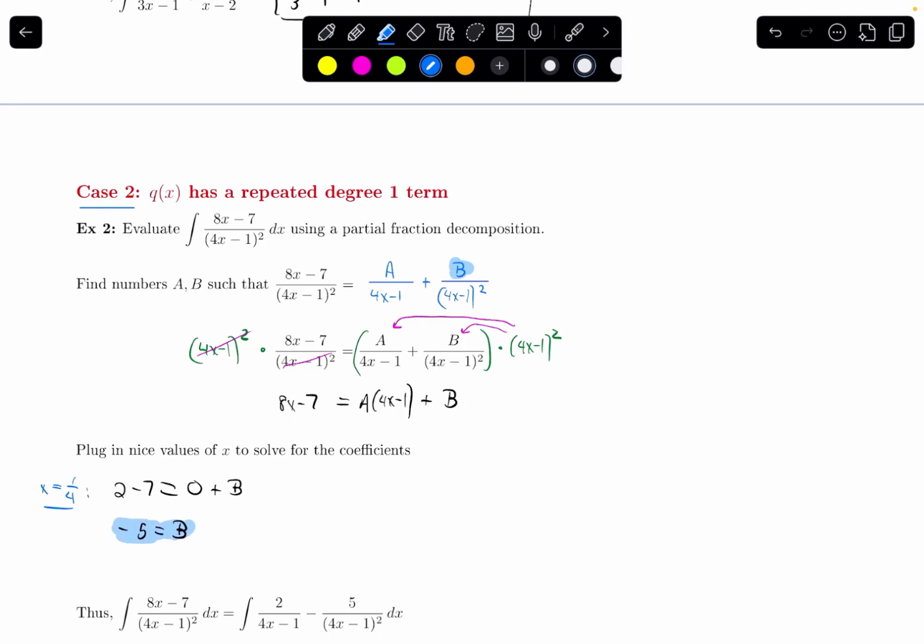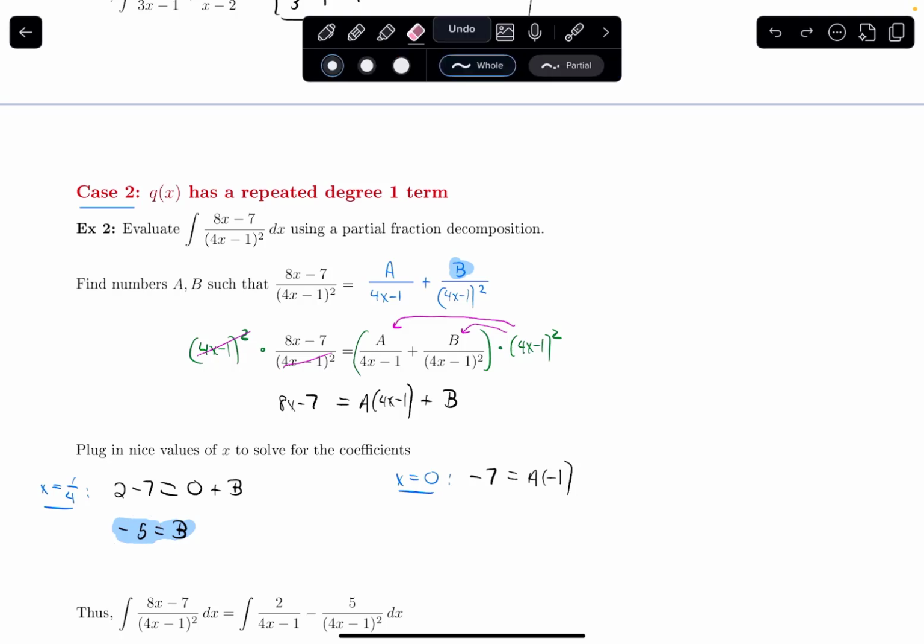Awesome. There isn't really another super nice value of x that would make this part become 0, because I'm plugging in for x. I'm not plugging in for a or b. So when there isn't a value of x anymore that will make one of these parts become 0, then I typically just plug in something very small and simple. And I think maybe a nice choice is something like 0 or 1. If I plug in 0, on the left-hand side, I get negative 7. On the right, we get, what, a times negative 1. And then plus b, which I now know is minus 5.